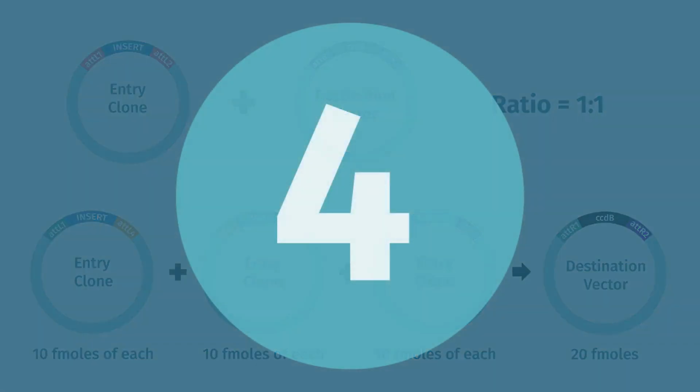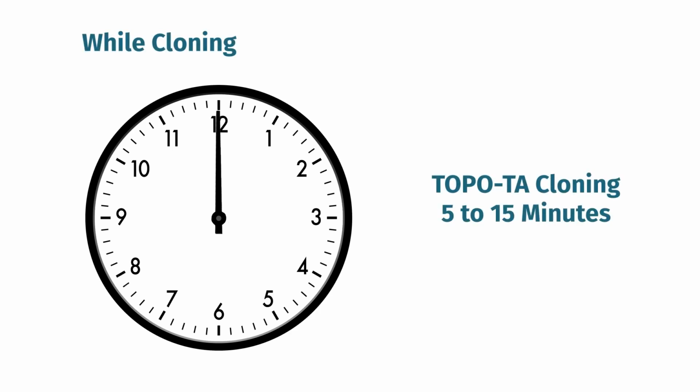Tip 4. Pay attention to the time. One of the many conveniences of the gateway reactions is that they are robust at room temperature. While not officially a gateway enzyme, topo-TA cloning is a convenient way to generate an entry clone. Topo-TA cloning takes the least time. You can get plenty of colonies after 5 to 15 minutes of incubation. However, exceptionally long inserts may require as long as an hour.